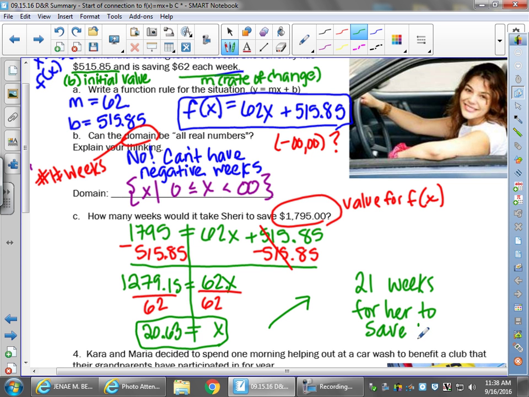Sentence is key. It shows that you know the meaning of the math.